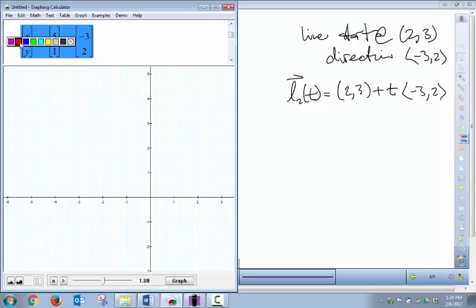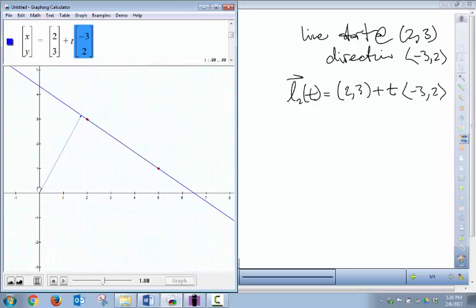This graph, let's draw this in blue. So we changed the initial point: (2, 3) plus t times (3, -2). Okay, let's graph it. Looks like it's drawing the same line, right? So in fact, it is drawing the same line, except it looks different. So we got two versions of the same line.